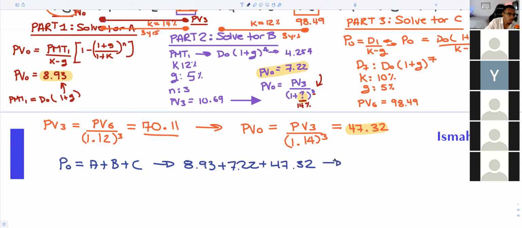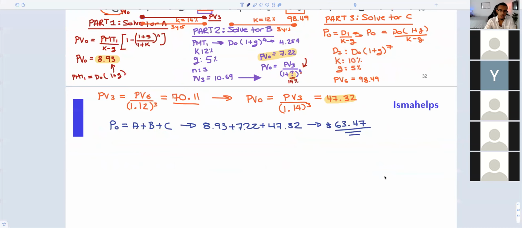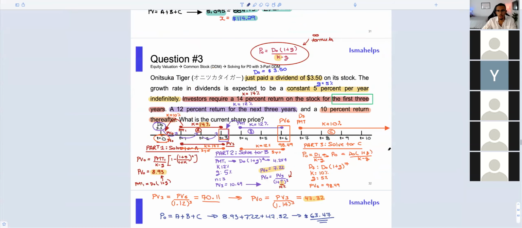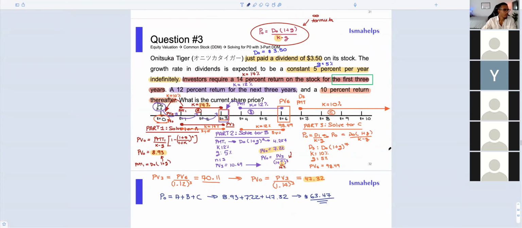47.32. And that would give you, I need a few people to write it in the chat. What does that give you? Hell yeah. It gives you 63.47. And that's how you go about it. So this question, other than the little mishap and the little rant at the beginning, I feel like it went okay. You know, I feel like it wasn't too bad.